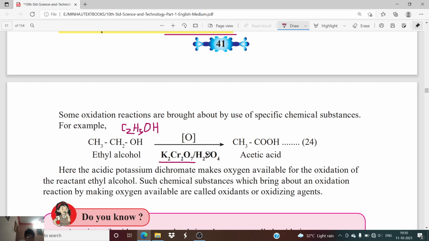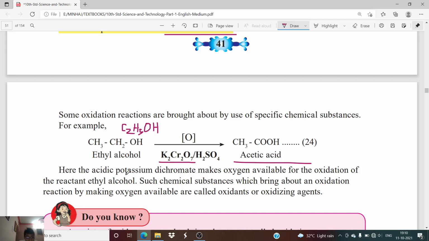in the presence of acidic potassium dichromate, and this acidic potassium dichromate is going to provide oxygen to this reactant. It is going to give one oxygen to this reactant, and we will see the formation of acetic acid, that is CH3COOH. So when ethyl alcohol is oxidized by the oxygen from potassium dichromate, then we get acetic acid as the product.